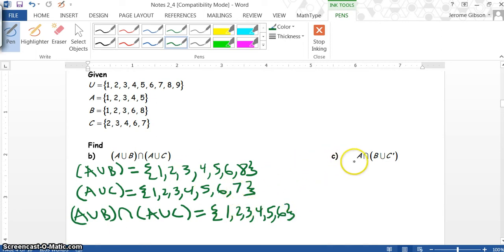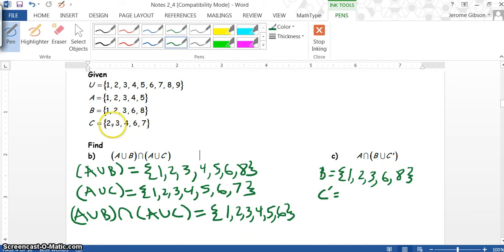Now we come here to C. We have A intersect (B union C complement). Now this is what we should do. Let's take all the elements of B. The elements of B are 1, 2, 3, 6, 8. Then we would take the elements of C complement.